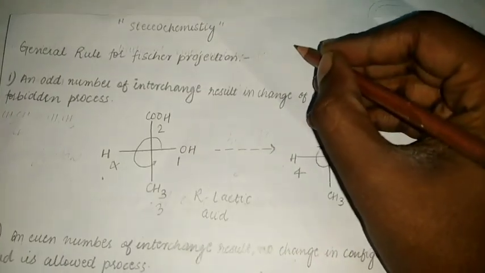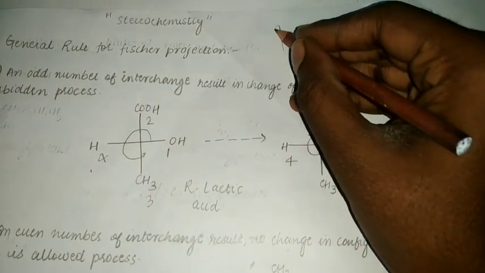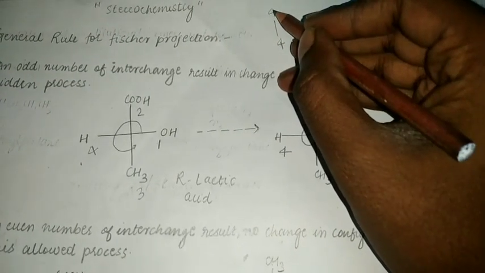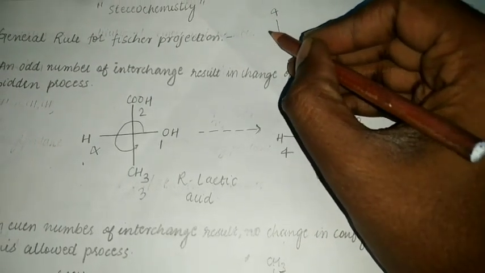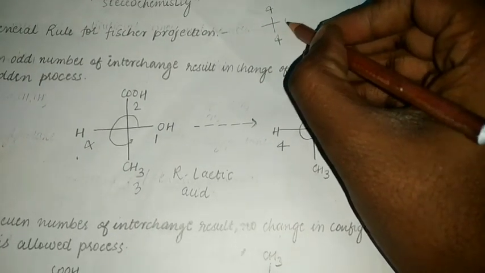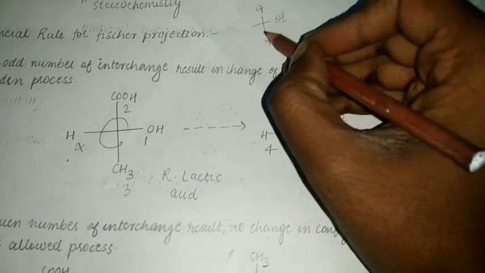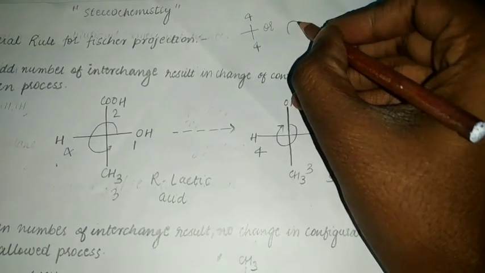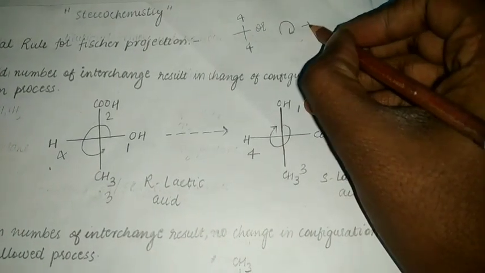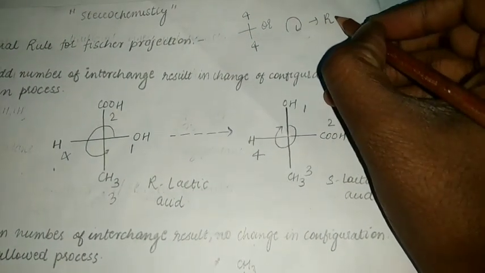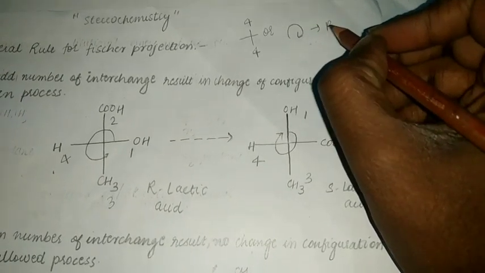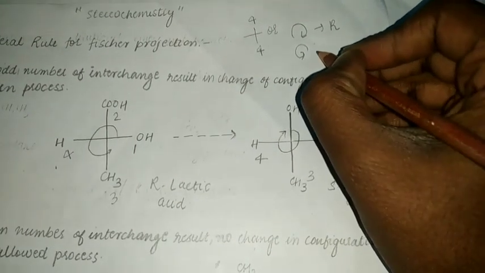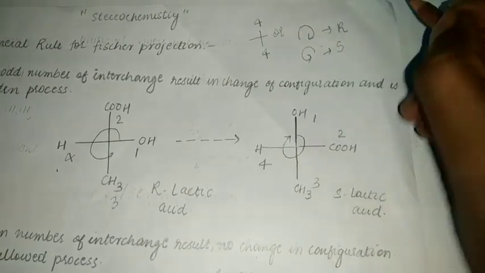We have seen that if the fourth group is present at the top or bottom of a molecule and it rotates in the clockwise direction, it is treated as R configuration. It is known as rectus. And if it rotates anti-clockwise, it is considered as S configuration.